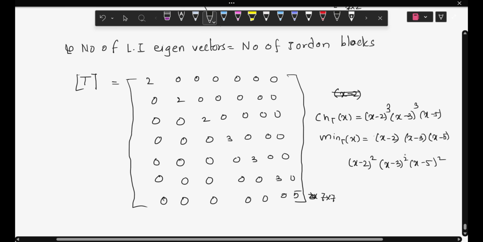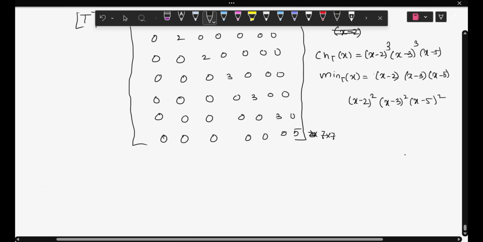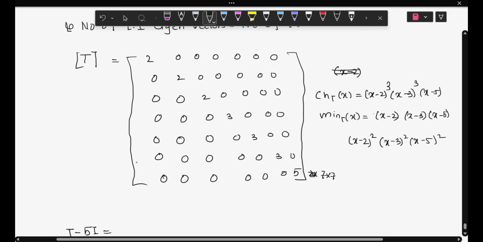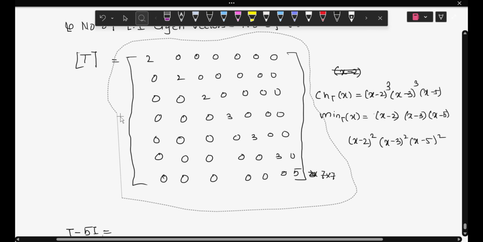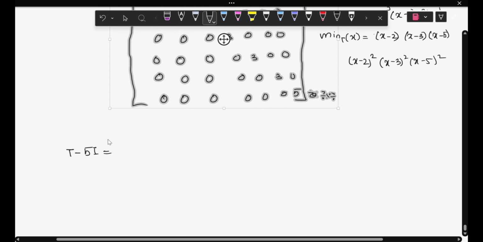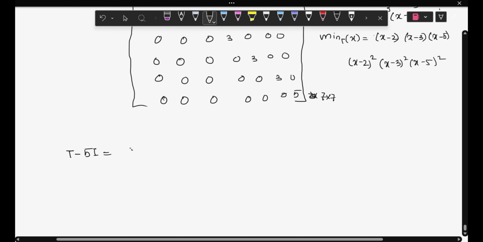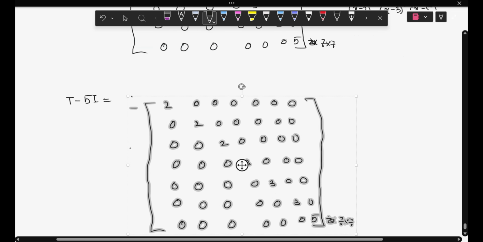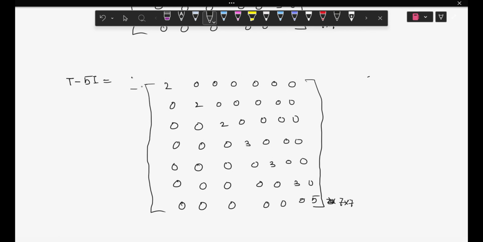Okay. Now note that t minus 5i, what would t minus 5i be? T minus 5i would be this matrix, right? That would be 0.